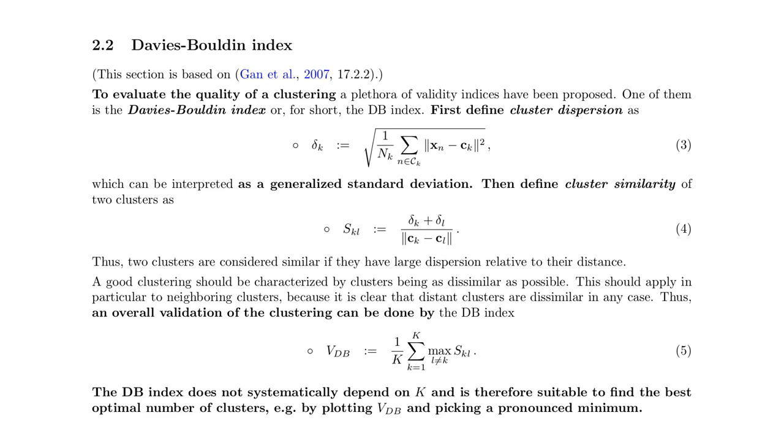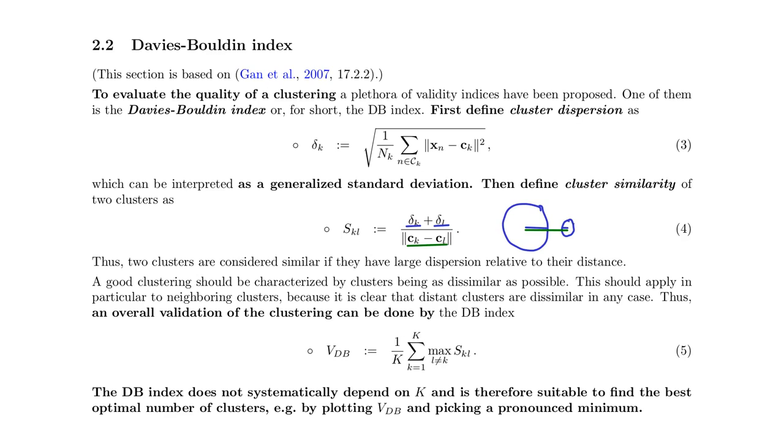Now let me draw this. So let me draw the clusters just with circles. Let's assume we have a cluster here, and we have a smaller cluster here. Then the dispersion is sort of the standard deviation, right? So it could be shown here as the radius. And the sum of this, so these are the dispersions, and this distance here would be this thing.